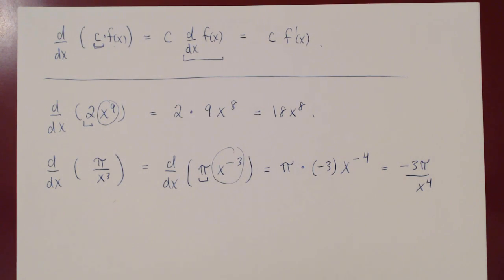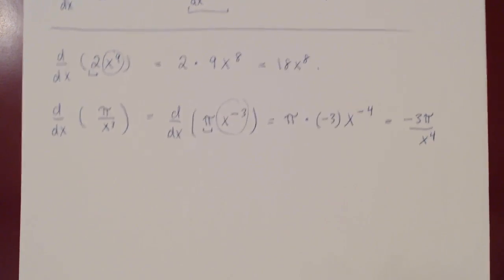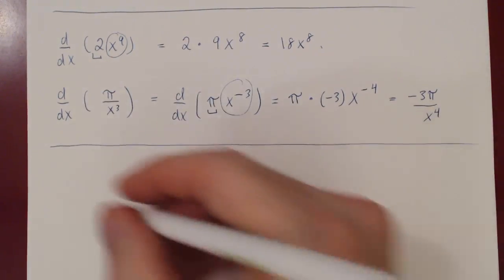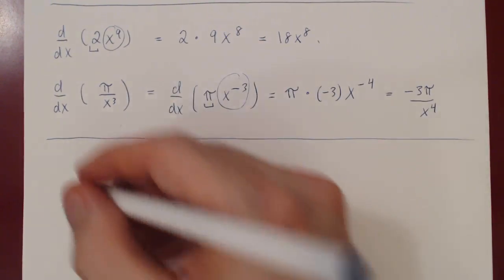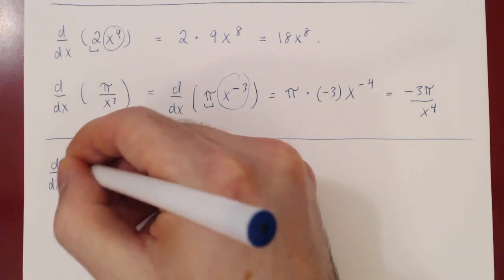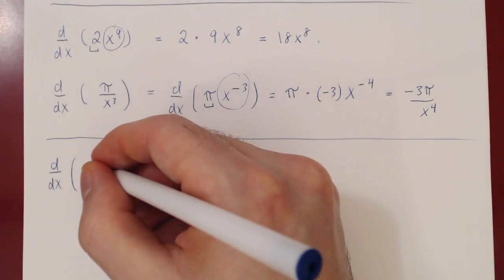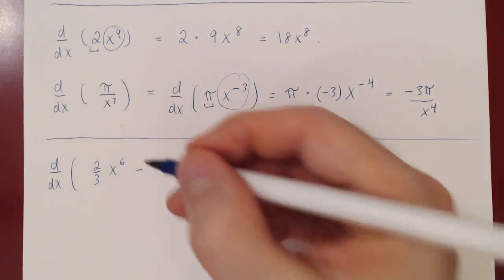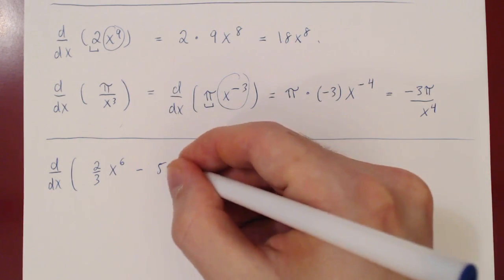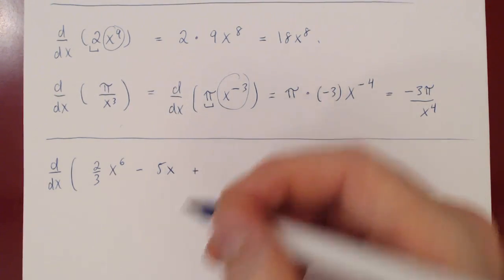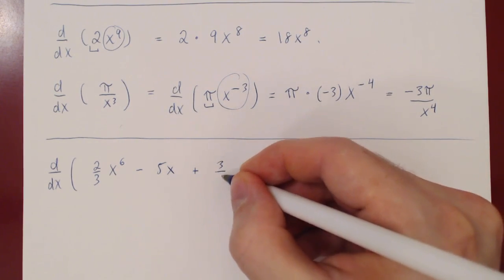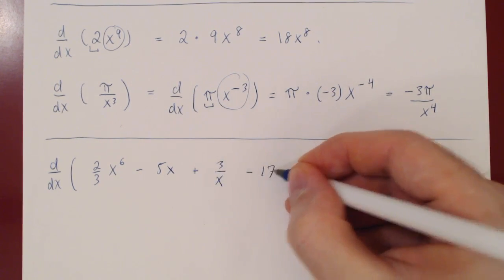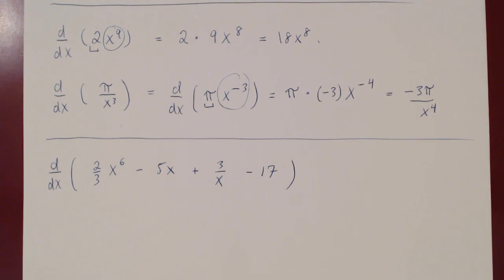Let's now include this with our power rule, our sum and difference rule, and the constant rule in one example. What if we asked for the derivative of the following function? So d over dx of, let's go with 2/3 x to the 6 minus 5x plus 3 over x minus 17. So now we ask for the derivative of a sum and difference of 4 functions.